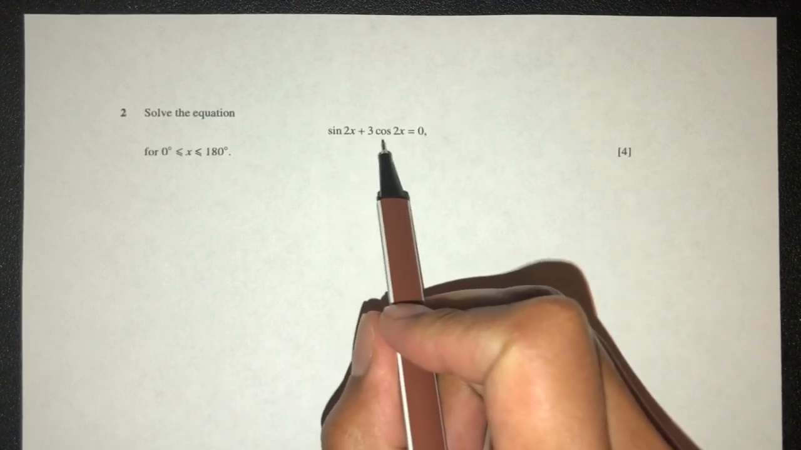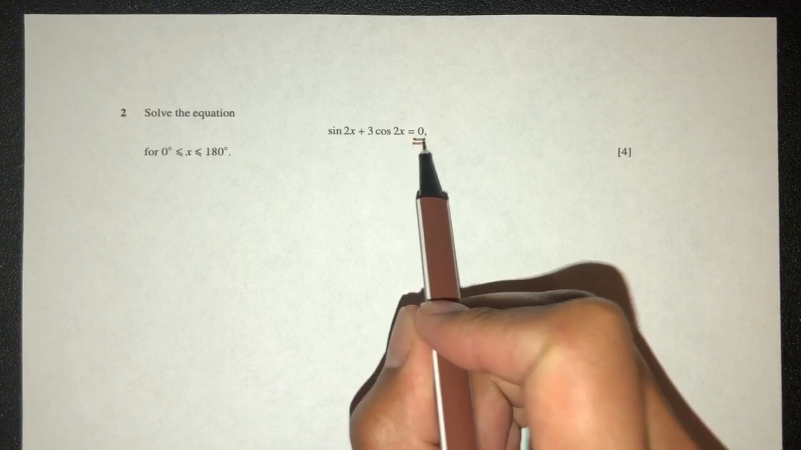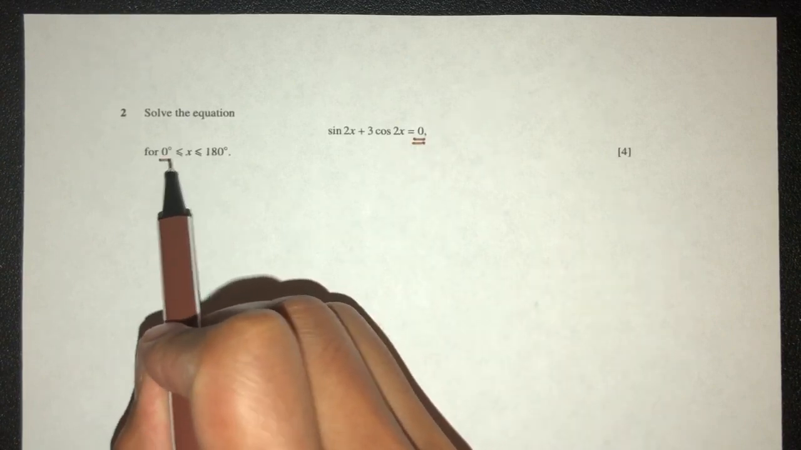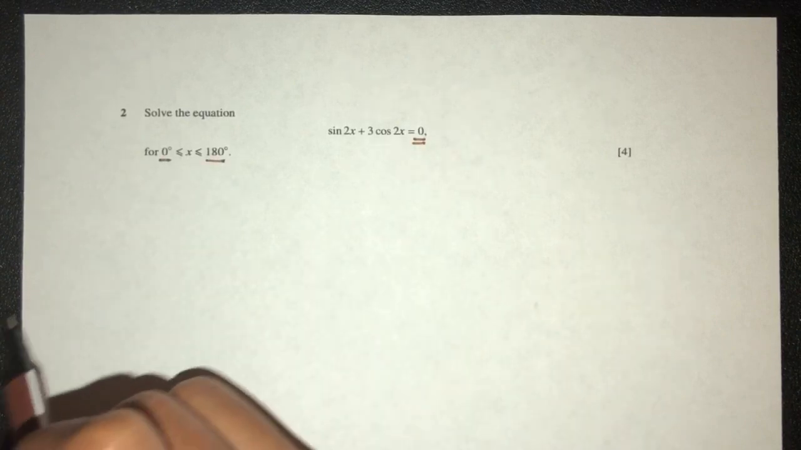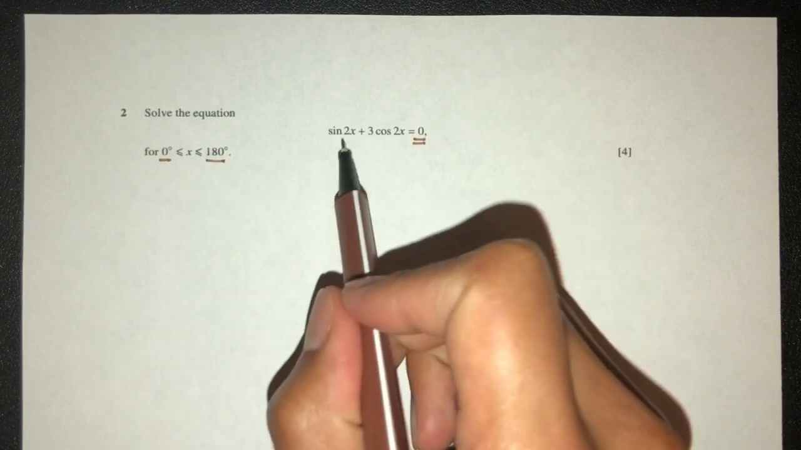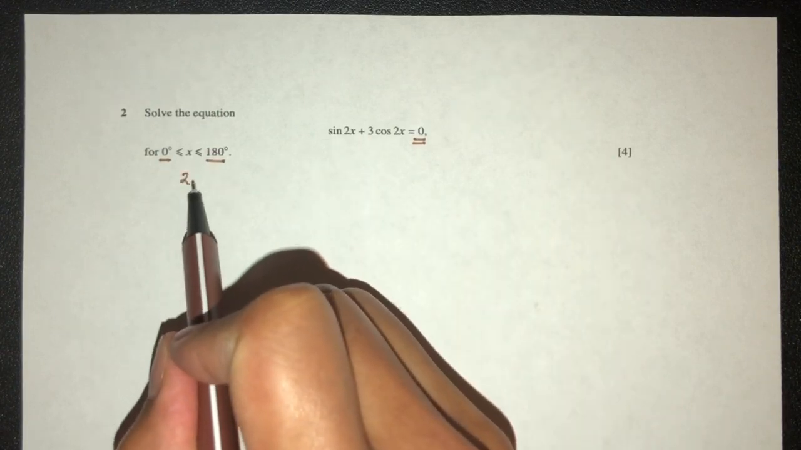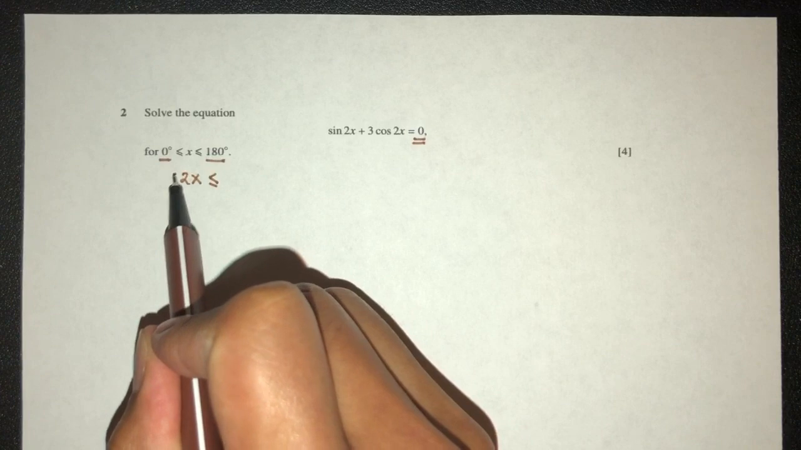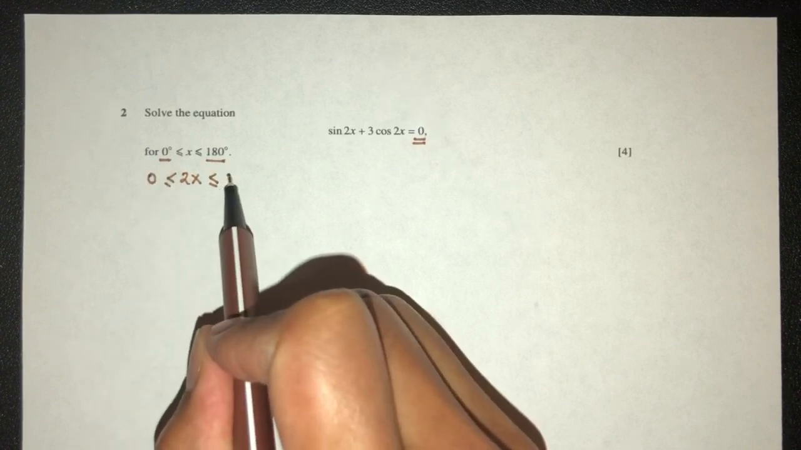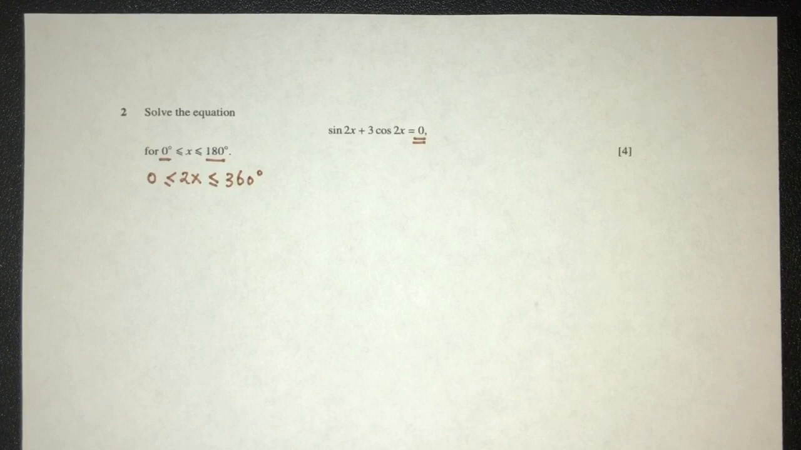Now let's move on to the next question. Here we have to solve sine 2x plus cos 2x equal to 0 for the value of x between 0 and 180. Obviously, since here you have 2x, we can just multiply by 2, so that will be between 0 and 360. Okay, so anyway, let's move on to the main question itself.